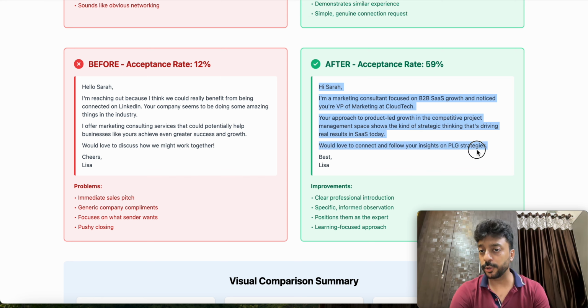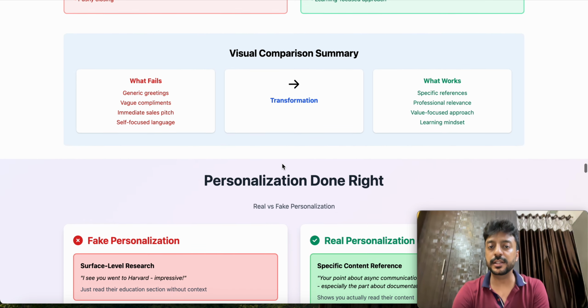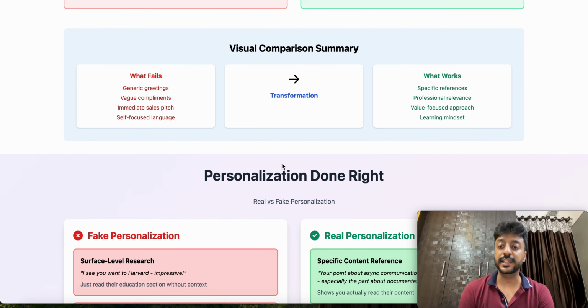Would love to connect and follow your insights on PLG strategy. So I'm talking about a particular strategy, I'm talking about their opinion, and I'm talking about how and why I want to connect with you. So when there is a proper reason, when there's a proper ask, that is when you get more acceptance, or you improve your acceptance rate ratio.